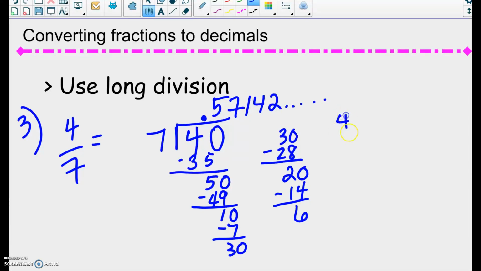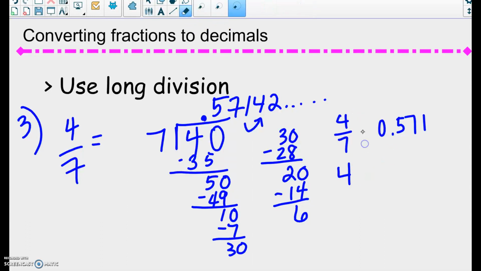So I would say that 4/7, we can convert that to 0.571. Because if I look to the 4, if I remember my rounding rules, 4 is smaller than 5, so I would leave 1 the same. If I had a larger number here, I would round this up to 2. We could also use the symbol, and actually it's better, it's not really equal. We can say it is approximately, so approximately, we're going to use a little squiggle like that.